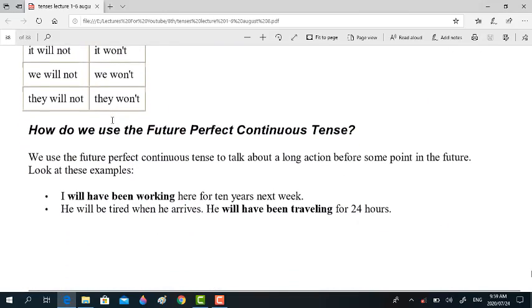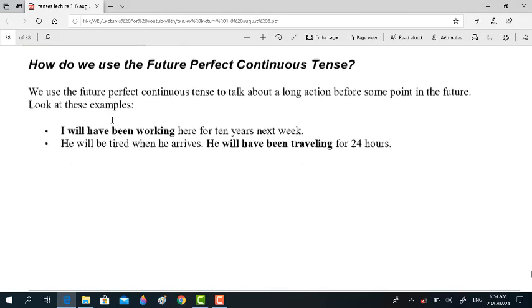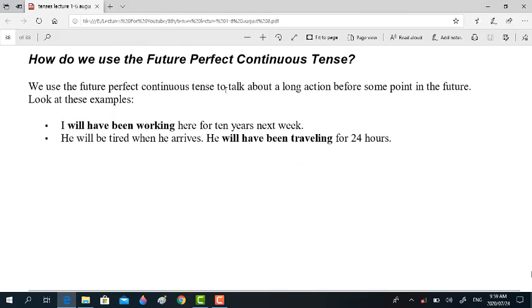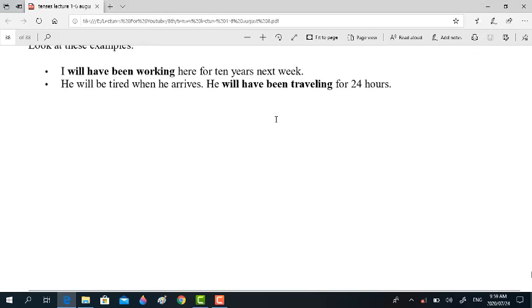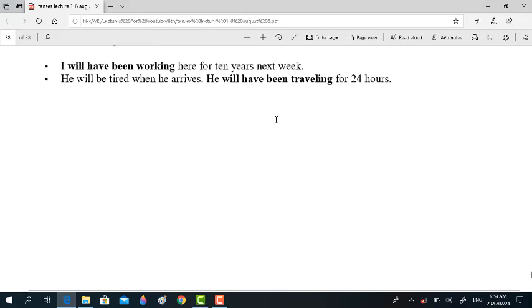And now look at its uses. We use the future perfect continuous tense to talk about a long action before some point in the future. Look at the example, I will have been working here for 10 years. It is the least used tense. If we look at its uses, it comes at the bottom. I will have been working here for 10 years.